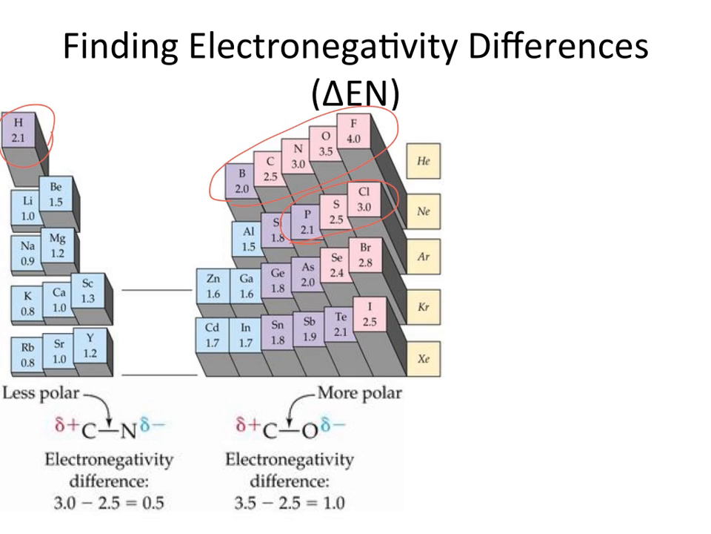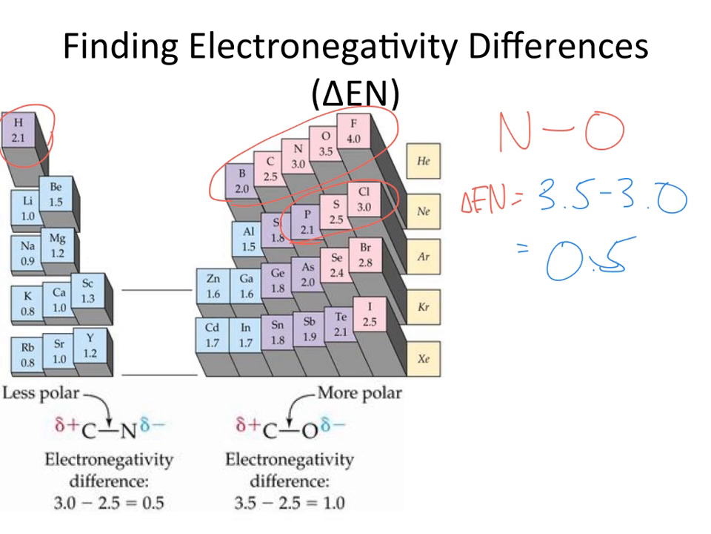But how we can find that electronegativity difference is just by looking at the bond. So let's say, for example, we have a nitrogen-oxygen bond. To find the difference in electronegativity, we first find the electronegativities. The electronegativity for nitrogen is 3 and oxygen is 3.5. Now we're always going to subtract the smaller value from the larger one, so we'll get 3.5 minus 3, and we'll get 0.5. Now that value will give you an idea, at least, as to what kind of bond is going to be formed.